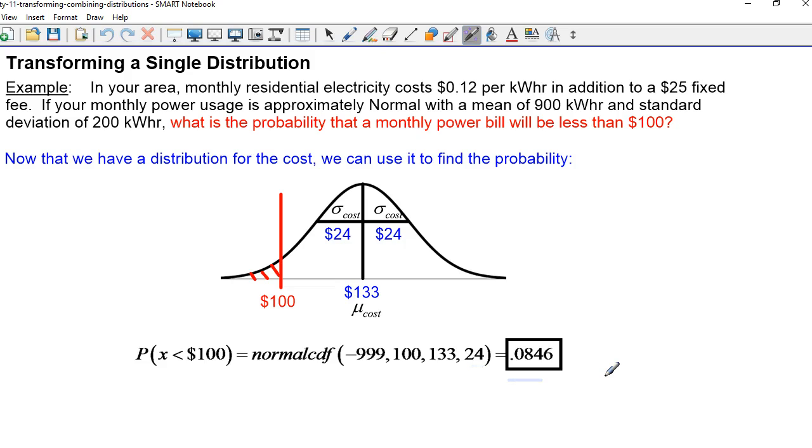Okay, so that illustrates where sometimes we need to transform. In this case, we had to transform power usage to cost, and we use those rules. A good indication that you need to do that is if you see units changing. You have a distribution, you're being asked to find a probability of something else, and the units are not the same. If that's true, some kind of transformation is going on.